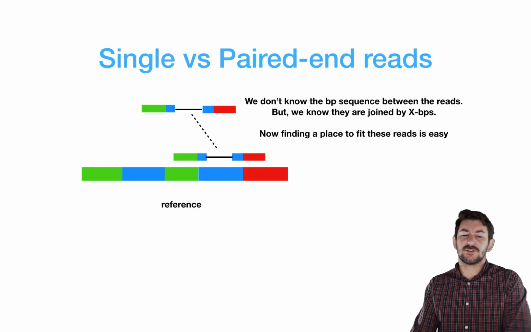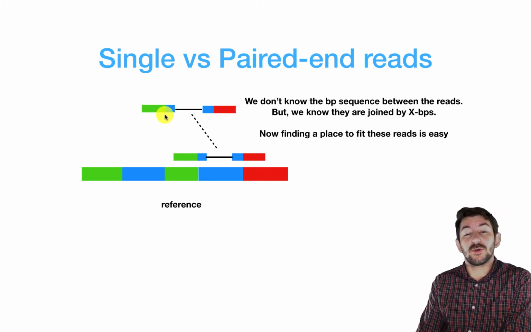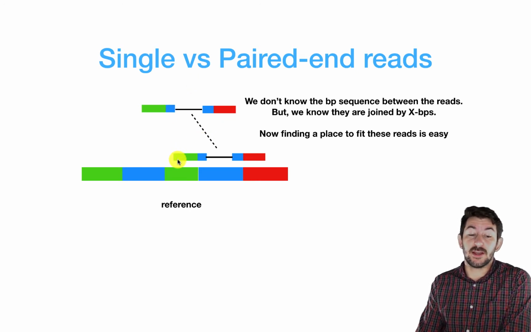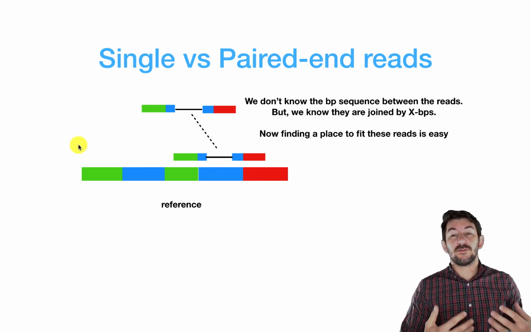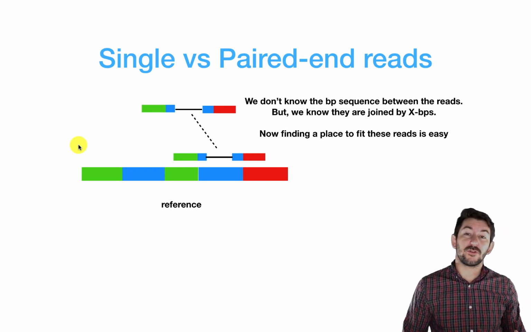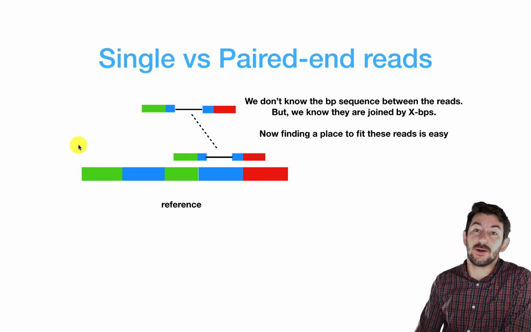And so to illustrate that, here's that same example but with a paired read. So now one side is in this green-blue region and one side is in this blue-red, and now we know unambiguously that these two pairs should fit here. There's no way for it to fit over here. So now we've actually provided more information and we have more certainty in where our reads map or align to in the reference genome.